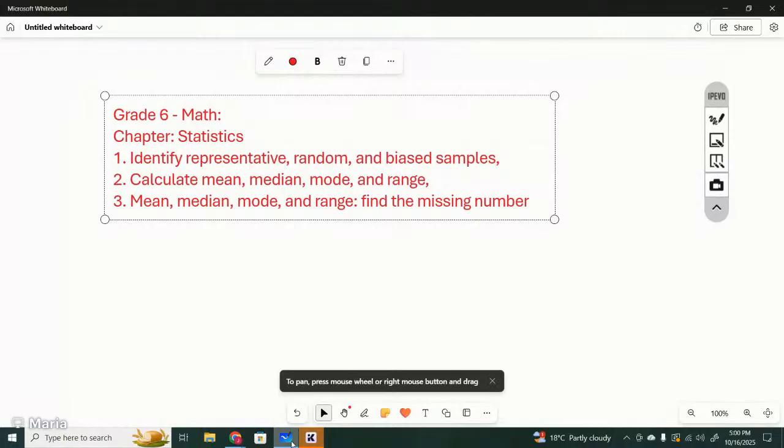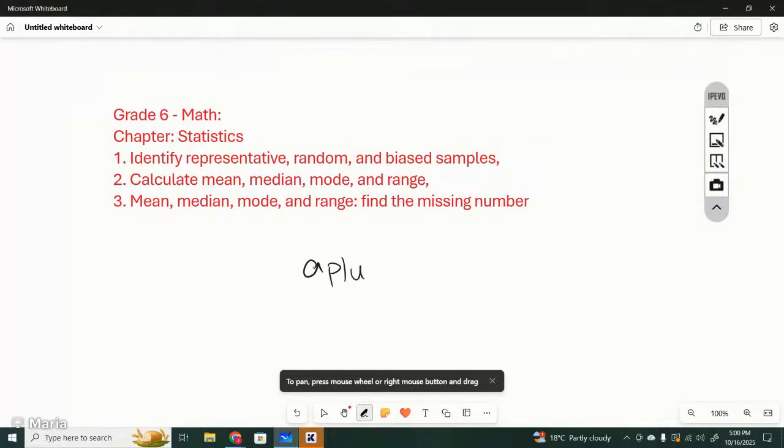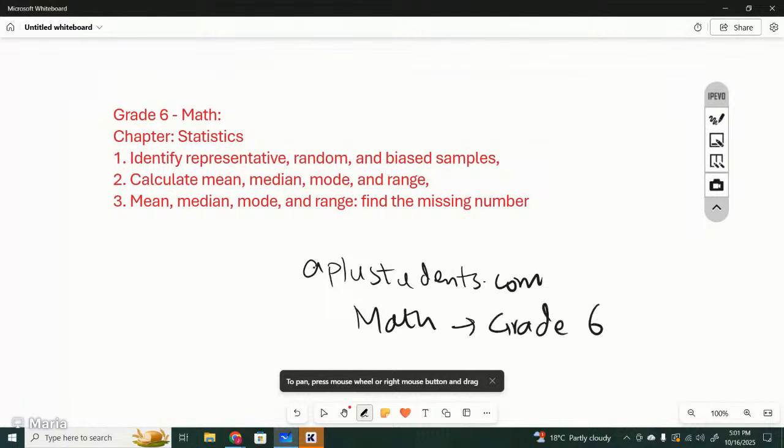You can find all the lessons on aplusstudents.com. You have to log in there using your email address and the password provided by the administrator. Then you have to select math from the subject tab, scroll down to grade 6 math, and click on view all lessons.